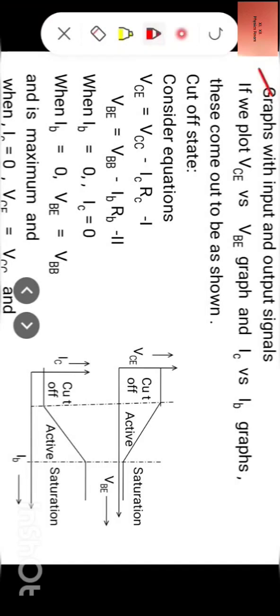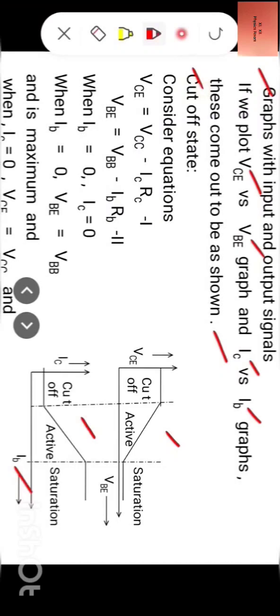Now graphs with input and output signals. If we plot VCE versus VBE graph and IC versus IB graphs, these come out to be as shown. This is VCE versus VBE graph. This is IC versus IB graph. Now let us discuss about cutoff state.